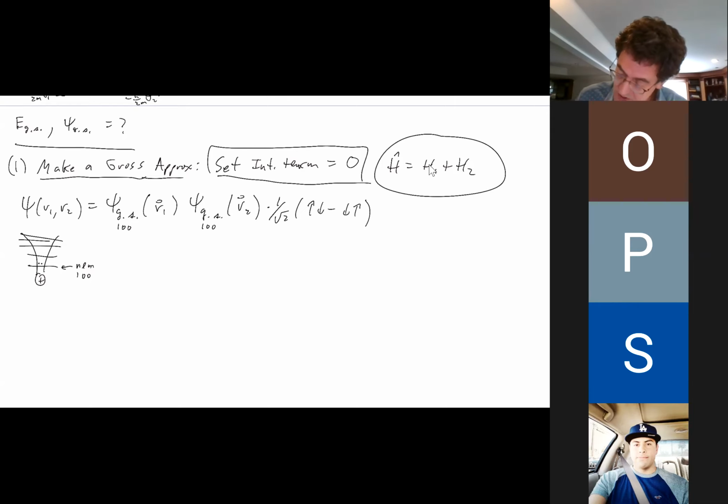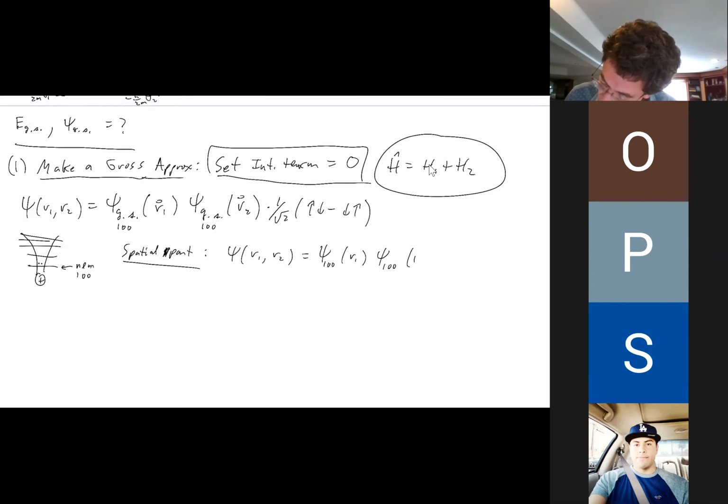And let's put some flesh on the bones here. Let's just consider the spatial part. So the spatial part will be psi(r1, r2) is equal to psi 100 of r1, psi 100 of r2. Okay, that's the spatial part. And so let's remind ourselves what psi 100 is. This is something that you learned last semester when you did the hydrogen atom.